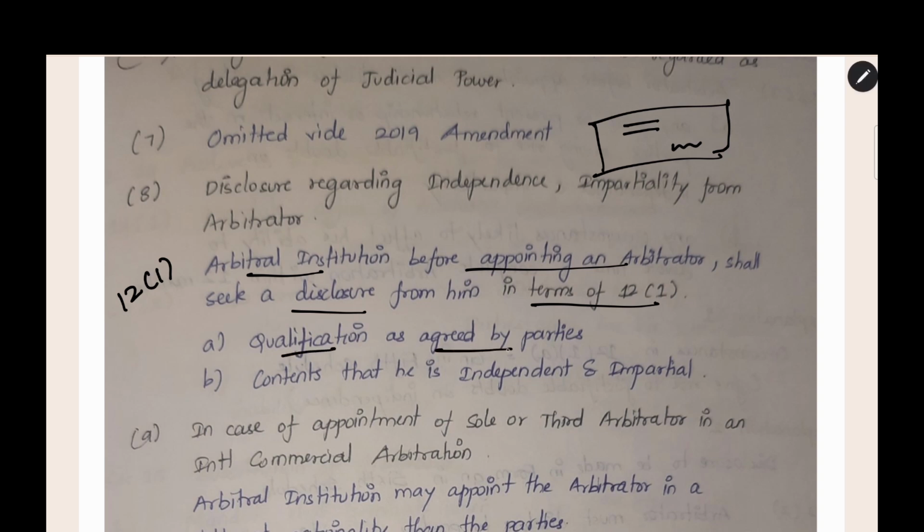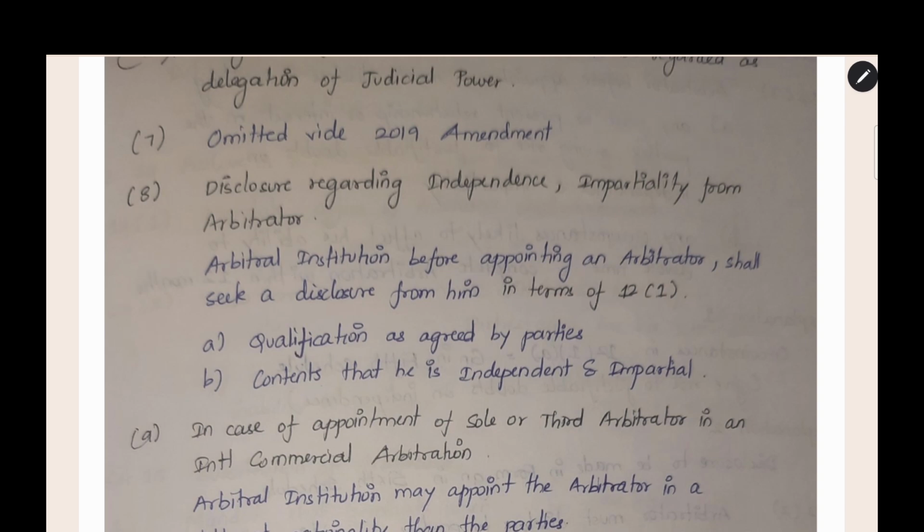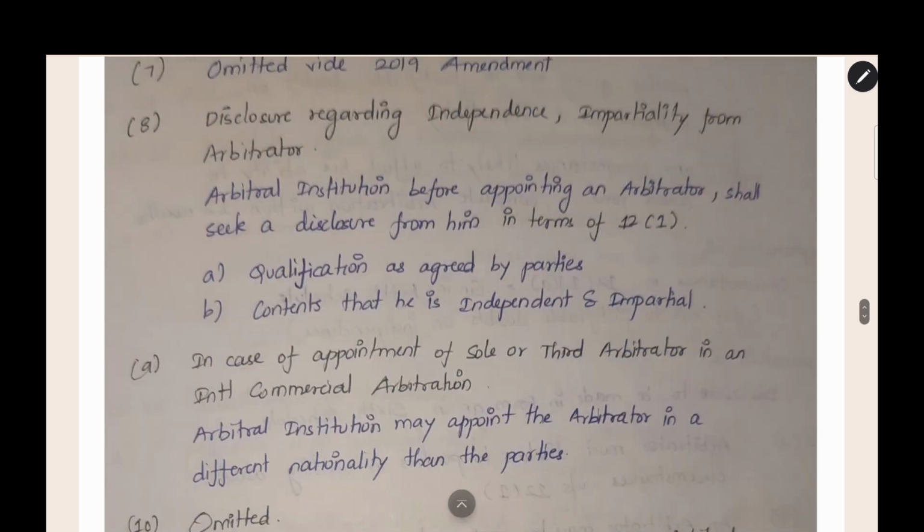The declaration should state that he has the qualification agreed by the parties and that he is independent and impartial. For example, in an arbitration agreement it is written that the arbitrator should be a chartered accountant. Now, if you are appointed as an arbitrator, you have to give the declaration that you fulfill the qualification: I am a chartered accountant and I can be an arbitrator as per the agreement. And you also have to include that you are independent and impartial. This is what is given under subsection 8.